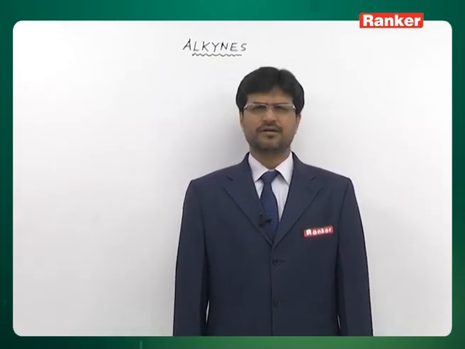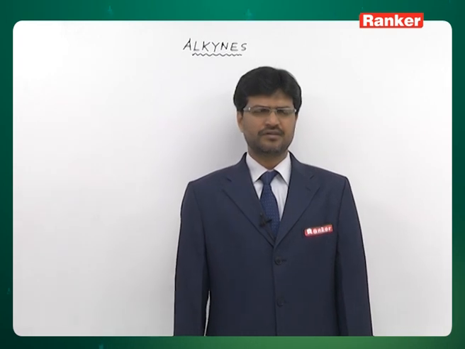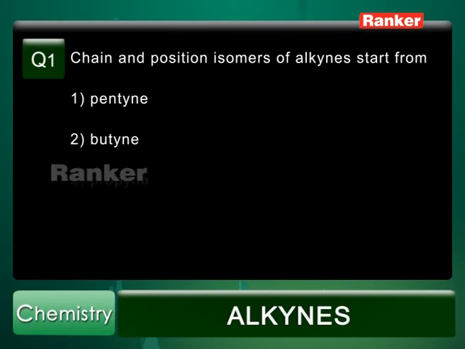The topic of discussion is alkynes. Let's do some multiple choice questions based on alkynes. Question number 1. Chain and position isomers of alkynes start from: first option pentyne, second option butene, third option propyne, and fourth option is ethyne.